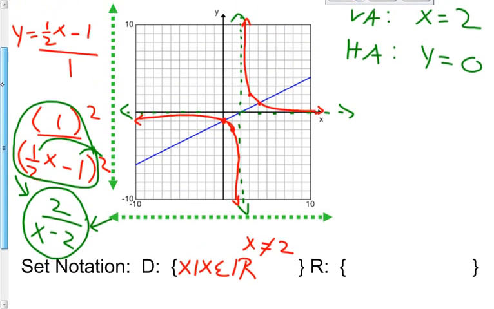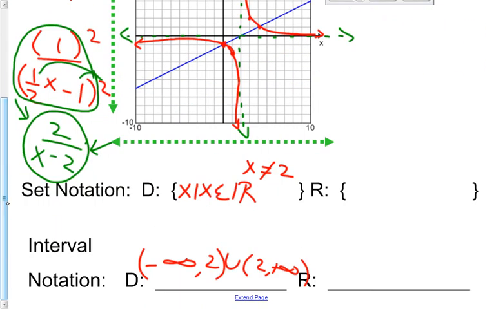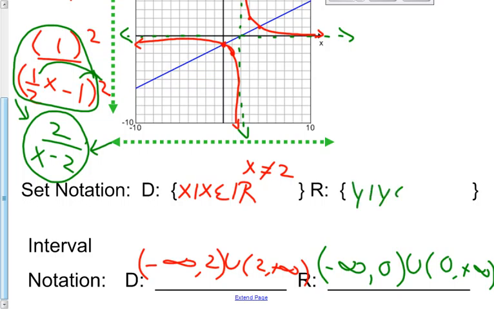And the range has been the same on every single one this lesson, I believe. It's from negative infinity to 0, and then from 0 to positive infinity. It goes up until that horizontal asymptote, and then it picks up on the other side again. So from negative infinity till 0, union 0 to positive infinity, which means our y such that y belongs to all the real numbers, except y cannot equal 0.